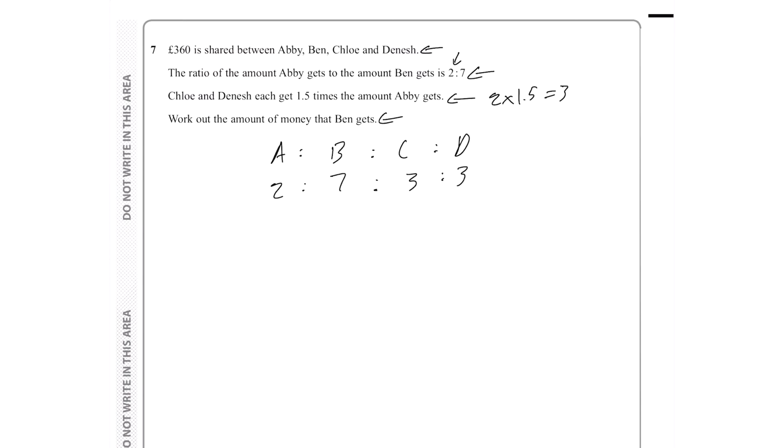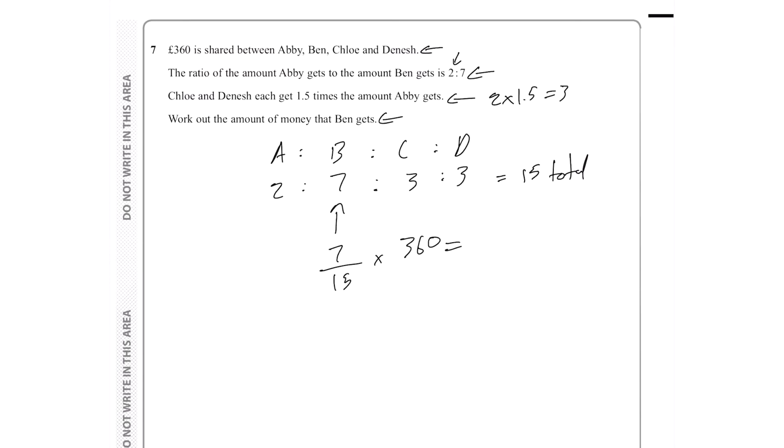Work out the amount of money Ben gets. So Ben is right there. Ben gets 7 shares out of a total of 7, 8, 9, 10, 11, 12, 13, 14, 15. So this adds up to 15. In total, he gets 7 out of 15. We're going to times that by 360, which is the total amount.